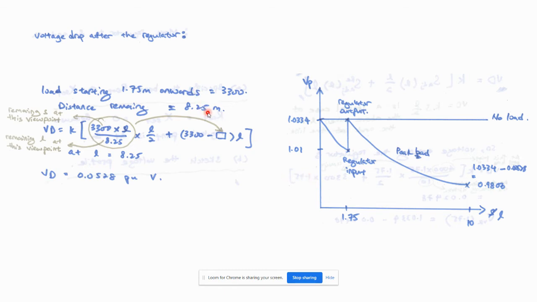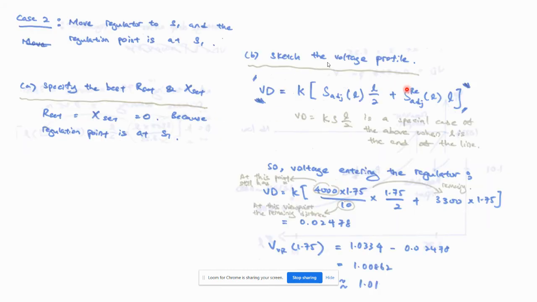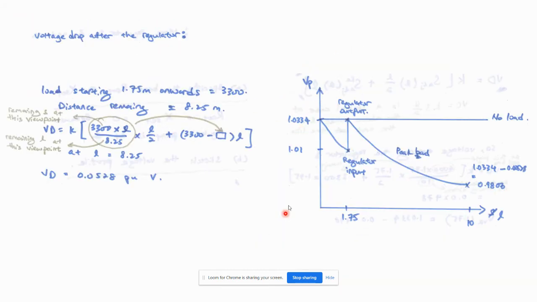So again, the same concept as this. That is 3300 from the regulator until the end of the feeder will be based on a uniform voltage drop. Therefore, you calculate it like this. I'm just writing the formula so that you are based on the same logic. So 8.25 meter got 3300.